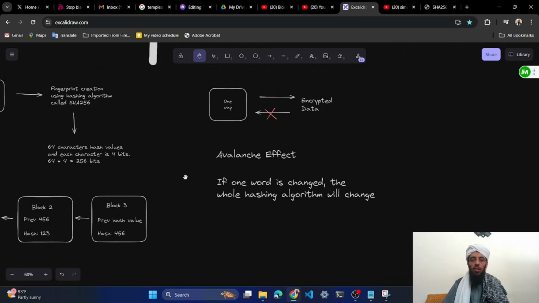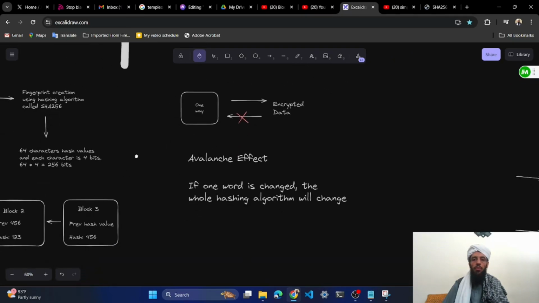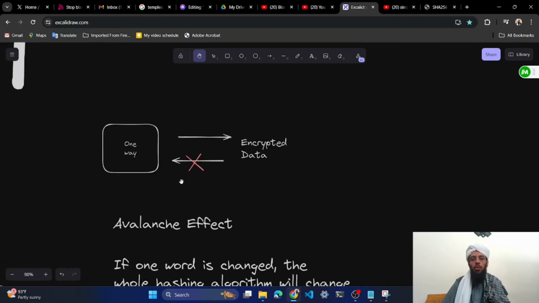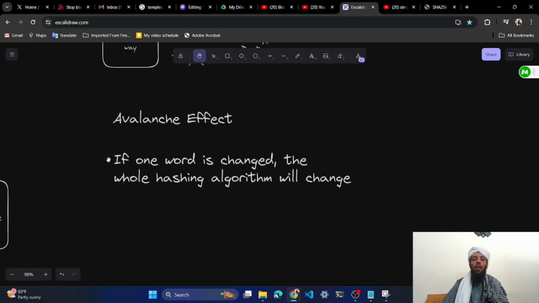Now let's go to this term: the P2P network will be storing the data in encrypted form, and this will be a one-way traffic, in which data can be given to the blockchain, but if the user wants to get the data back, this will not work. So it's a one-way traffic in which the data will be given, but it cannot be retrieved. Another concept that you also need to keep in mind is the avalanche effect.